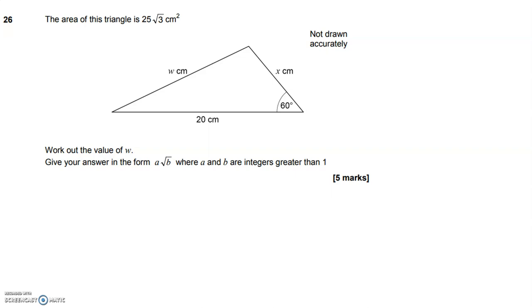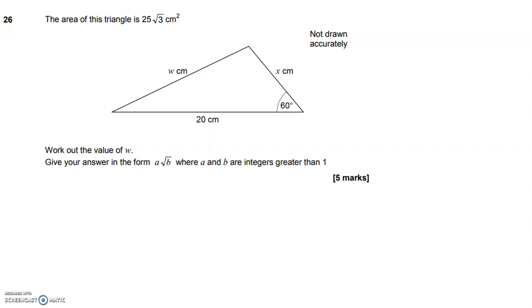Question number 26. This is a 5-mark question and it is very difficult because there's quite a lot of stuff you need to be able to do in order to get through to the end of the question. So let me show you all the things you need to know before you can tackle this question. And we'll start off with, you need to know the sine and the cosine of 60 degrees.